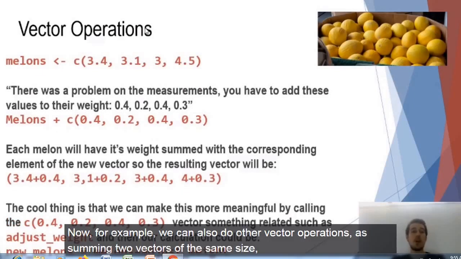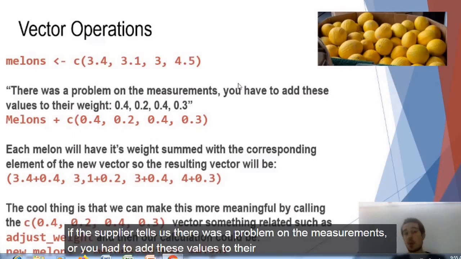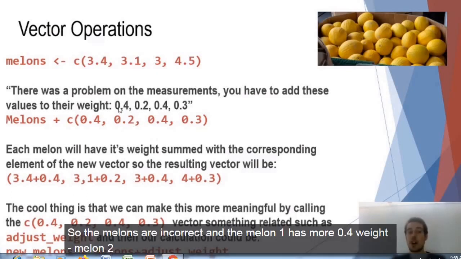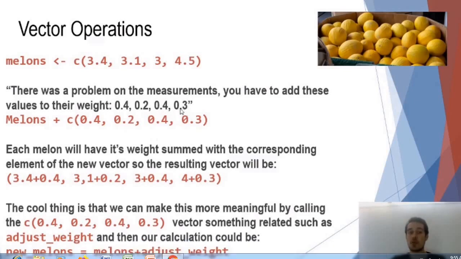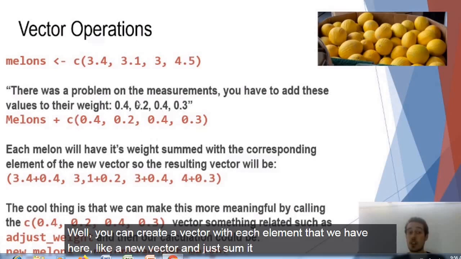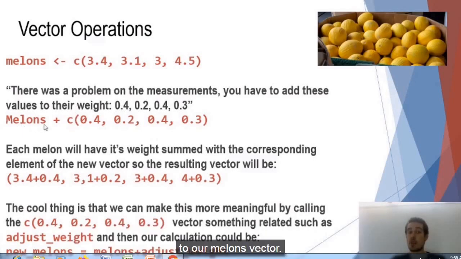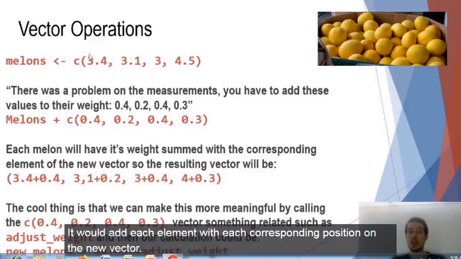Now, for example, we can also do other vector operations such as summing 2 vectors of the same size. If the supplier tells us there was a problem with the measurements and you had to add these values to their weight, so the melons are incorrect: melon 1 has 0.4 more weight, melon 2 has 0.2 more, melon 3 has 0.4 more, and melon 4 has 0.3 more. Well, you can create a new vector with each element that we have here and just sum it to our melons vector. It would add each element to the corresponding position in the new vector.